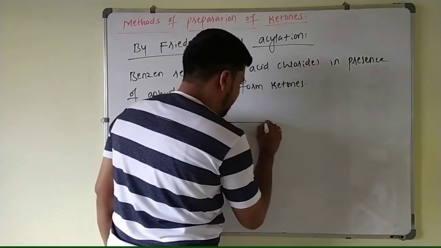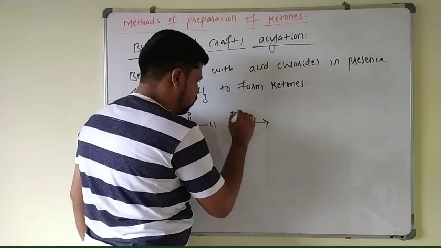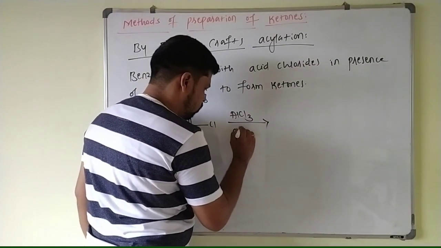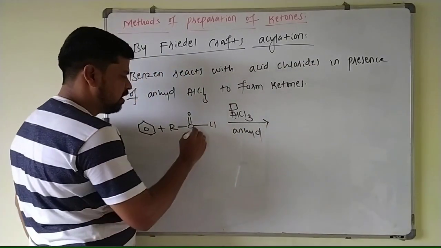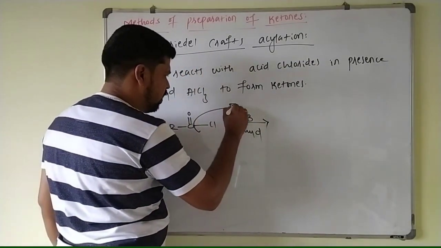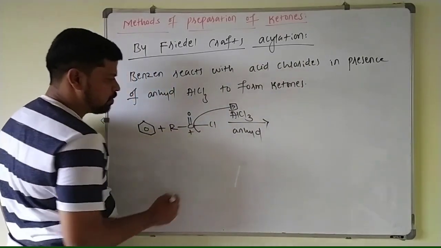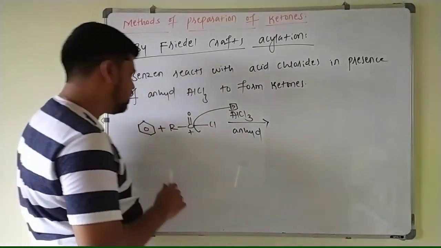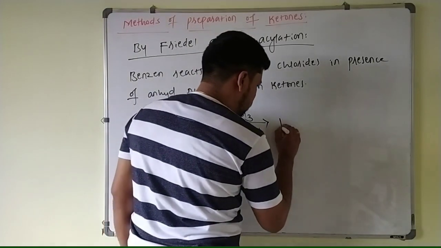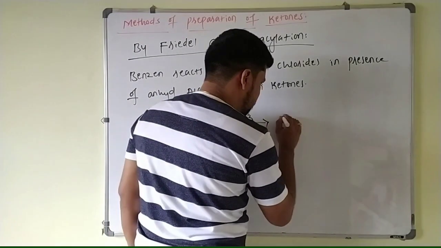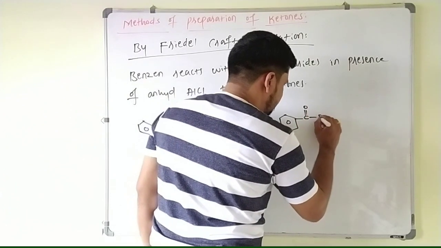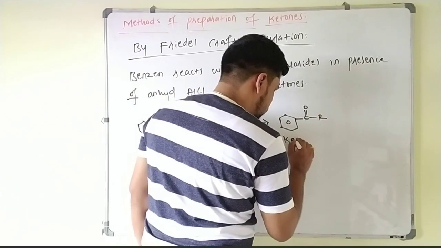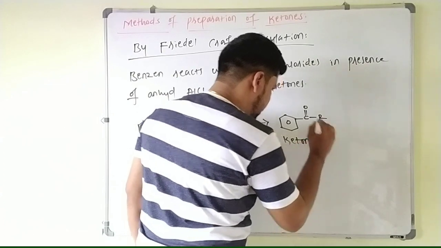in presence of anhydrous AlCl3. This anhydrous AlCl3 is nothing but Lewis acid, which takes a bond pair of this chlorine, so that this electrophile is produced and this is attached to the benzene ring, so that you will get a ketone. This is benzene ring C double bond O and this will be R here. So this is your ketone.